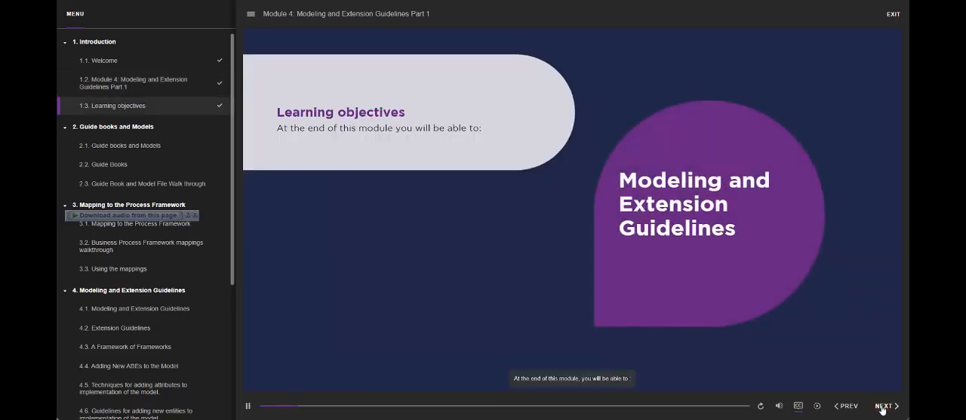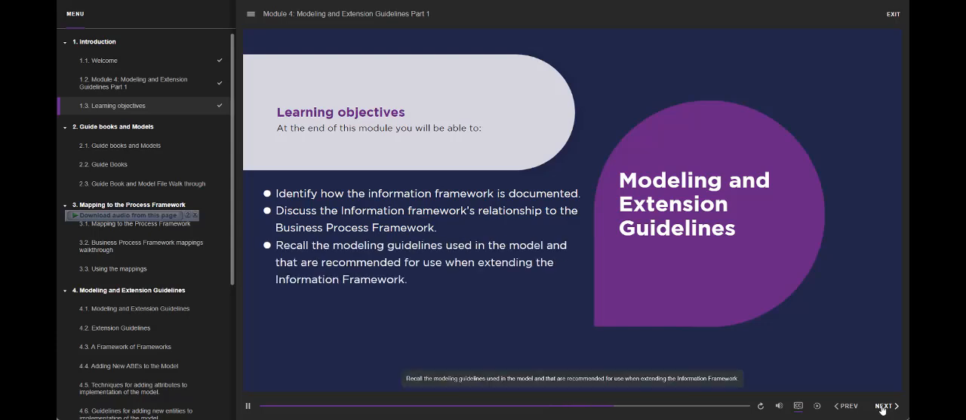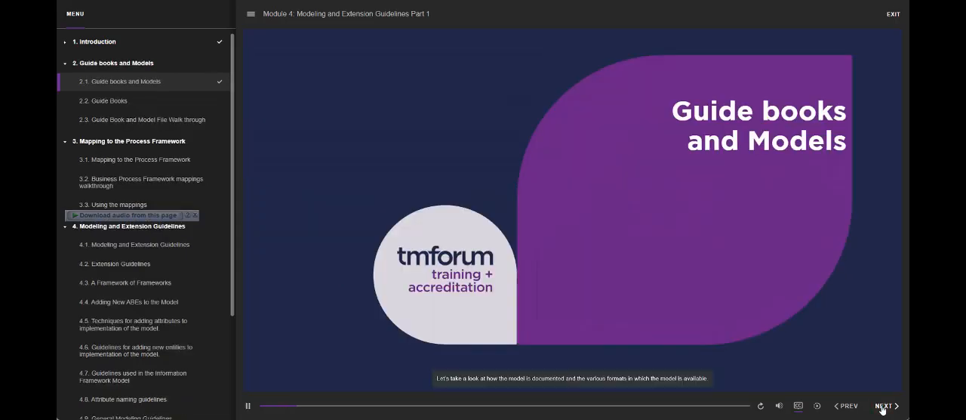At the end of this module, you will be able to identify how the information framework is documented, discuss the information framework's relationship to the business process framework, and recall the modeling guidelines used in the model and that are recommended for use when extending the information framework. Let's take a look at how the model is documented and the various formats in which the model is available.